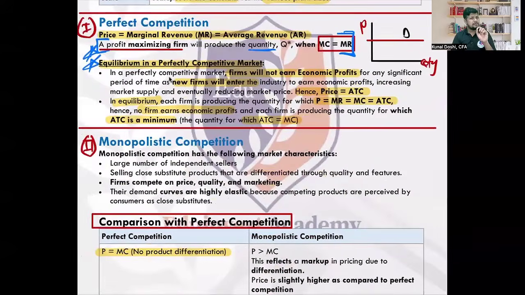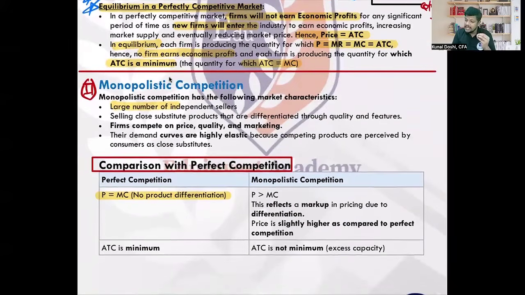However, in monopolistic competition, do you think firms spend on marketing compared to perfect competition? In perfect competition, will you spend on marketing? No point. In monopolistic competition, yes, firms do spend on marketing, right? Because they want to highlight the differentiation in their product. Even though there are a large number of independent sellers here, they're selling closely substituted products, but they highlight that their product is slightly differentiated, right? So they are not only competing on the basis of price, but also on quality, and that's why they have big marketing budgets.